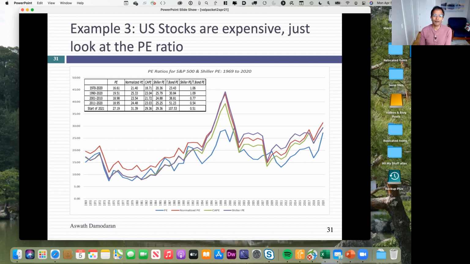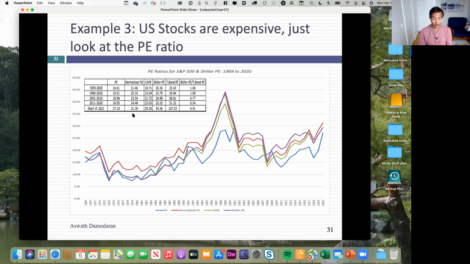Let's say you have a bond with a 4% coupon rate. What's your price? You paid 100. What do you get as earnings? $4. 100 divided by 4 is 25, right? Think of that as a T-bond PE. Nobody does it, but I could do it, right? And in the second to last column, that's what I've done.